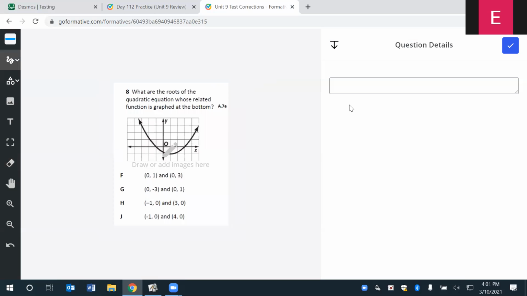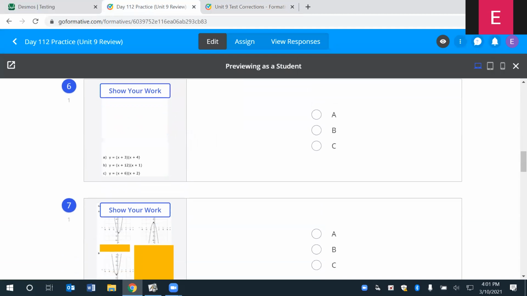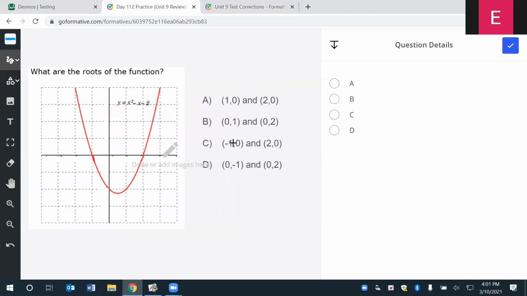Right. If you missed number 8, I'm going to explain an example that's like this one, and then you fix it. So if you missed number 8, it's very similar to this one in the review. It says, what are the roots? So you had to know that roots meant x-intercepts. Okay. So you're gonna have to circle the word roots, right? That it's x-intercepts. And then on your graph, you're gonna have to label the points for your answer.